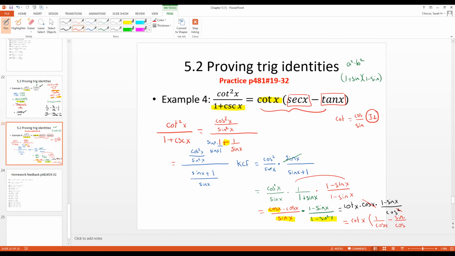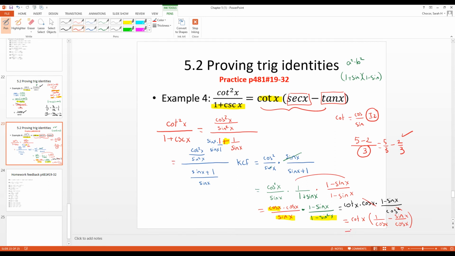And are we allowed to do that? Let's review the algebra skill that allows us to do that. 5 minus 2 over 3 is equal to 5/3 minus 2/3. And this is true because this is a common denominator. If I want to separate them, I can. That's what I did here. I separated them. I was left with cosine and 1 on top, separate from the sine.